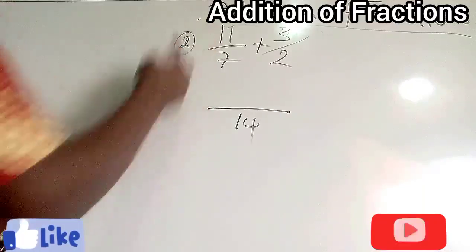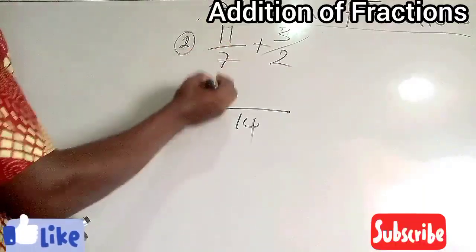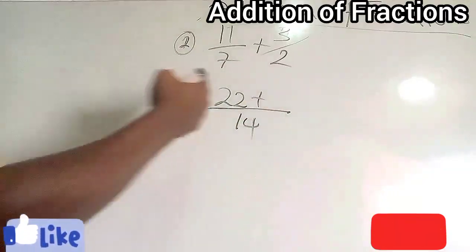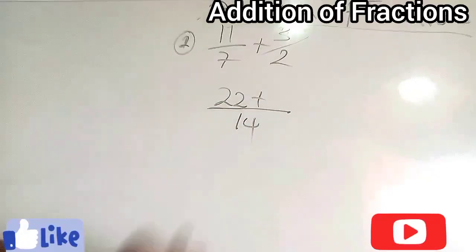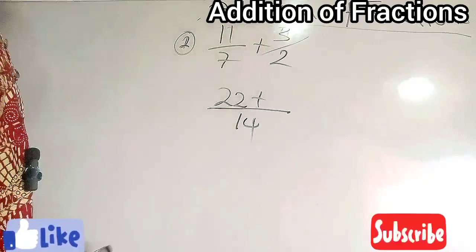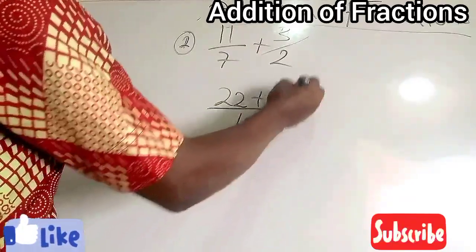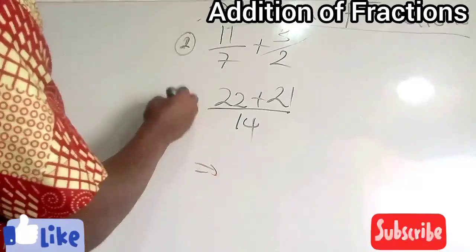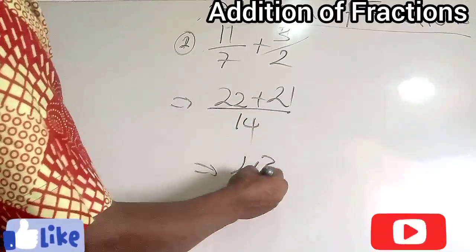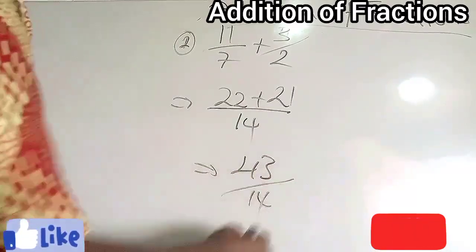Okay, so you use that 2 to multiply the numerator. 2 times 11, you have 22. You bring your addition sign. How many times can 2 go into 14? 2 can go into 14 7 times. So that 7 multiplying 3 will give you 21. You now come down. 22 plus 21 will give you 43 over 14.